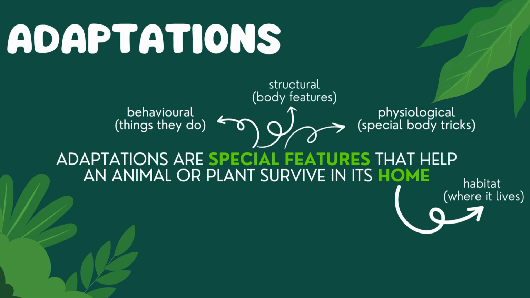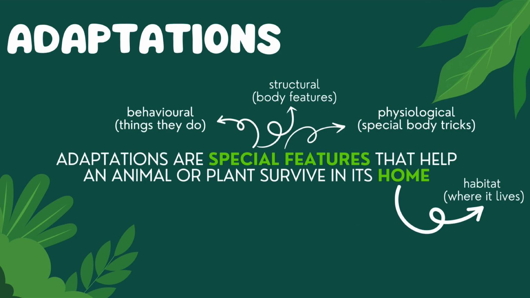So the words that we use are really important in biology. I keep saying that word adaptations, and you might not know what that means. So what is an adaptation? Well, adaptations are special features that help an animal or plant survive in its home. These special features can be split into 3 groups.